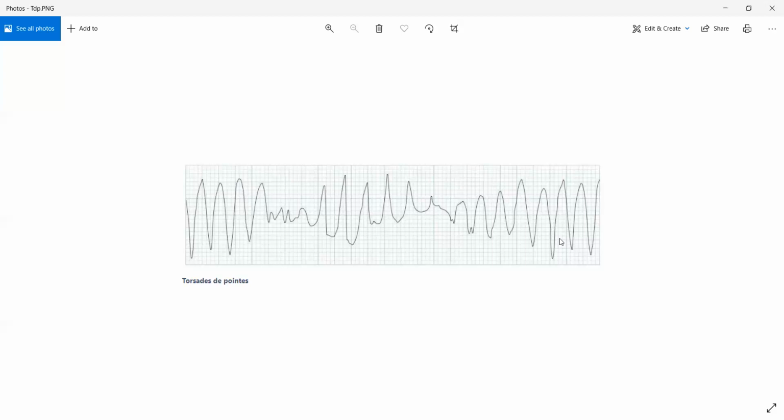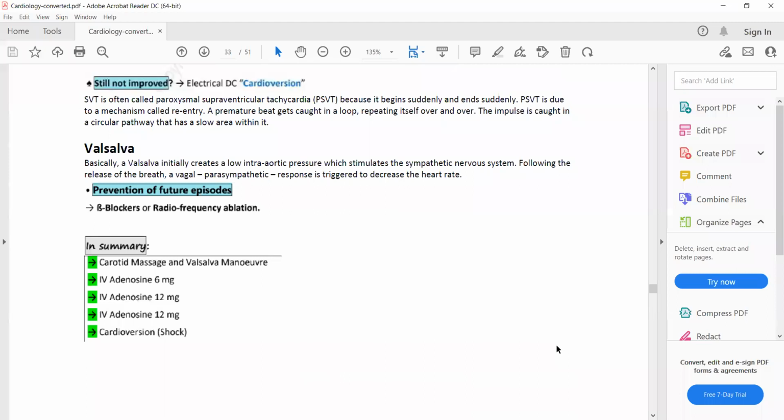Monomorphic broad complex tachycardia is ventricular tachycardia. And narrow complex tachycardia, or regular narrow complex tachycardia, is supraventricular tachycardia, and irregular one is atrial fibrillation. I hope these points are clear to everyone. If there is any question anyone wants to ask, then they can ask.